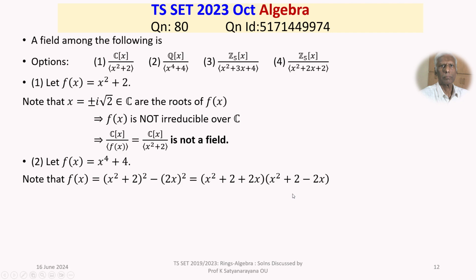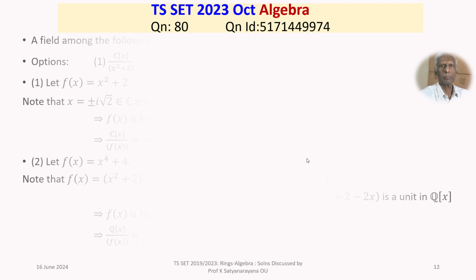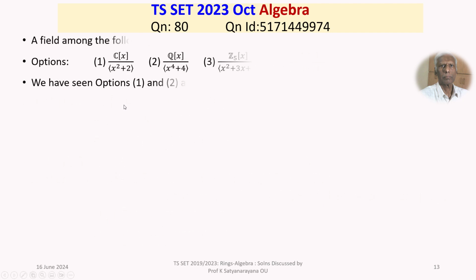Neither this nor that is a unit in Q[x]. This implies f of x is not irreducible over Q. It is reducible. You are able to factorize into proper factors. So f of x is not irreducible. Therefore, Q[x] by the ideal generated by x to the power of 4 plus 4 is not a field. So now let's look at option 3. We have already seen options 1 and 2 are not fields.